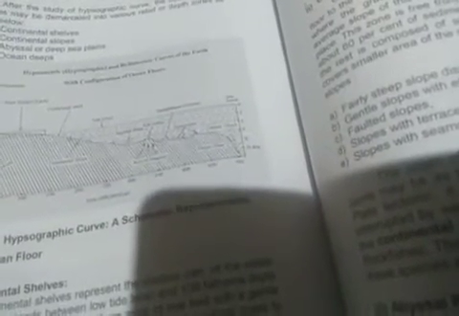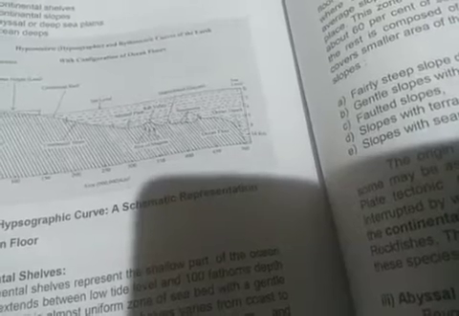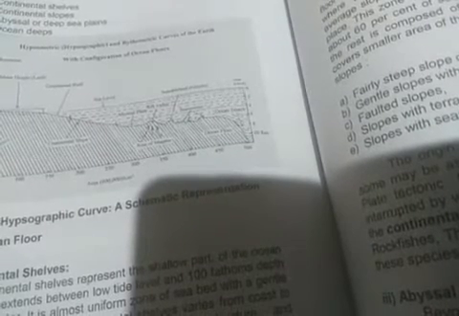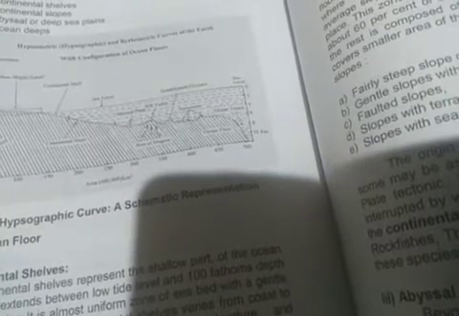First, continental shelves. Continental shelves represent the shallow part of the ocean and extend between low tide level and 100 fathoms depth of the seawater. It is an almost uniform zone of seabed with a gentle gradient, with the width of the continental shelves varying from coast to coast depending upon the geographical structure and geomorphological nature of the coast. The average width of the continental shelves is about 70 kilometers.